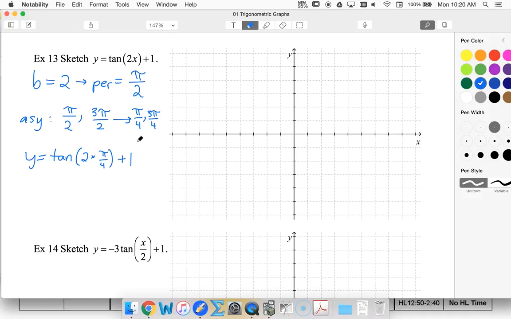So now I have my asymptotes at pi over 4, 3 pi over 4, and this goes along with shrinking my period. If I think about putting my asymptotes in at pi over 4, 2, 3, this would now be pi. So pi over 4, negative pi over 4, 3 pi over 4. So I can see now that my period has shrunk down to be pi over 2.